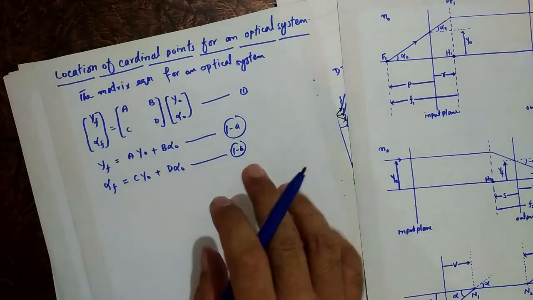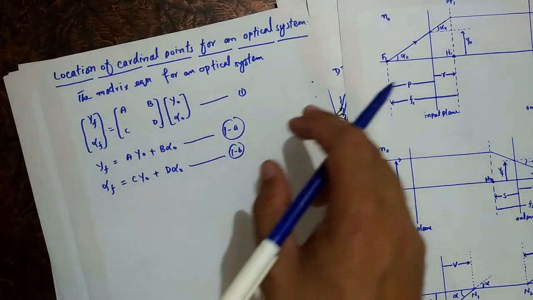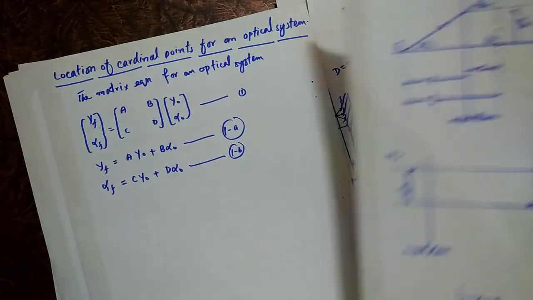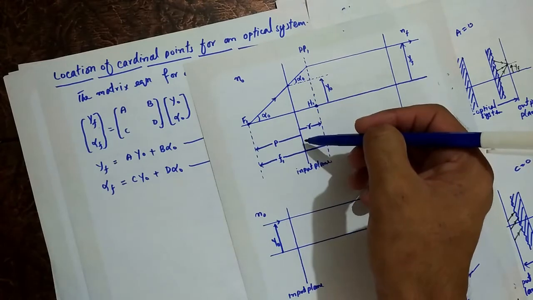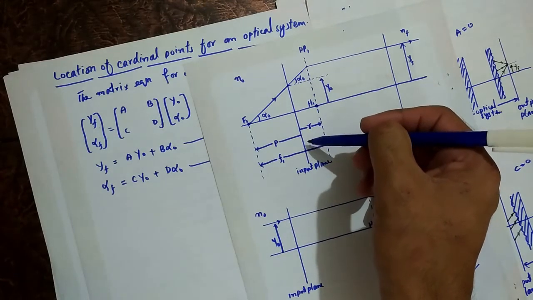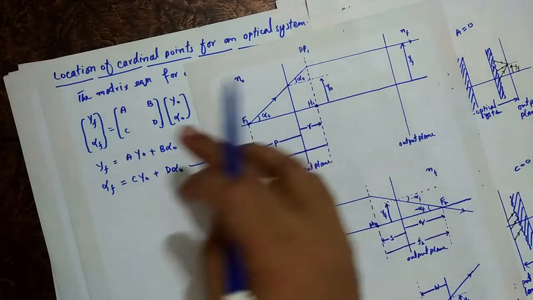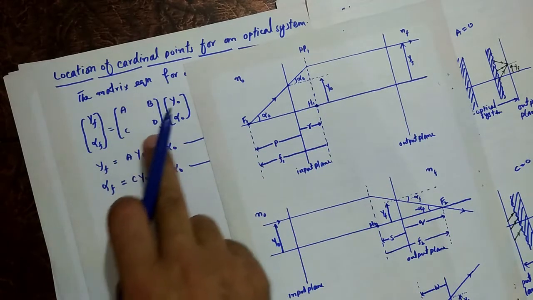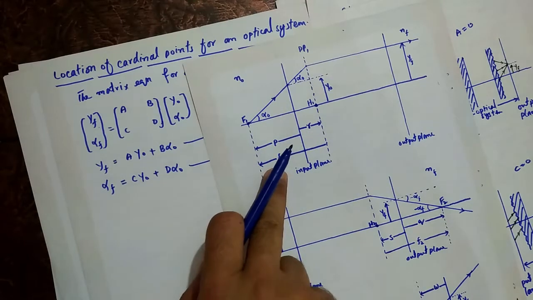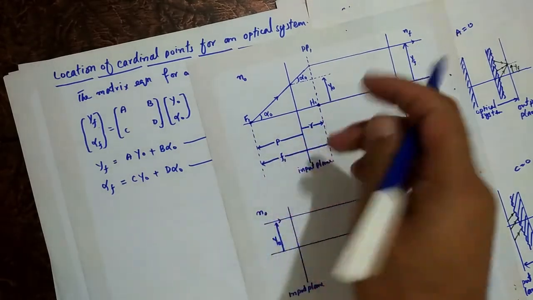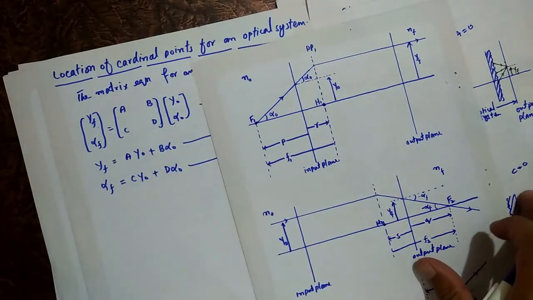Now first we are going to find the position of the focus point with respect to the input plane. Clear? We are going to find p in terms of these elements A, B, C, D. Clear? Then we are going to find f1 and then r. So first we are going to calculate p, this distance, in terms of the matrix elements.